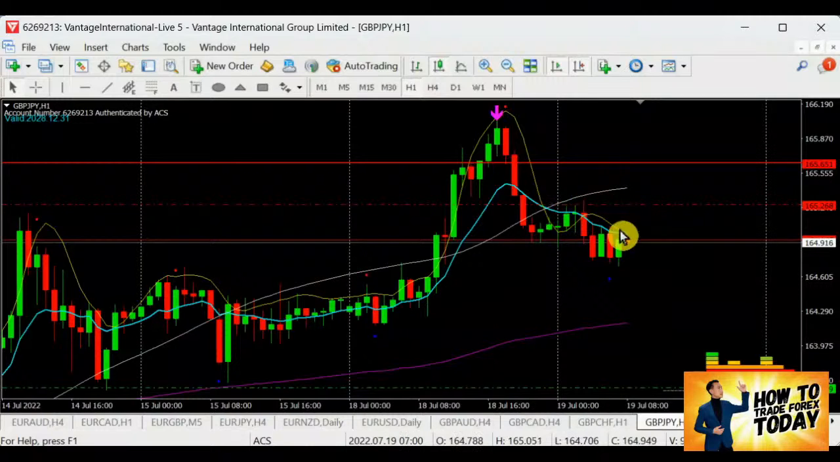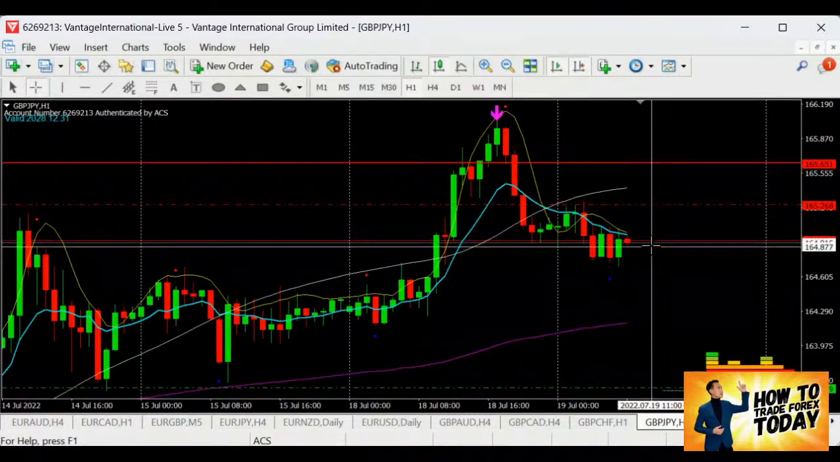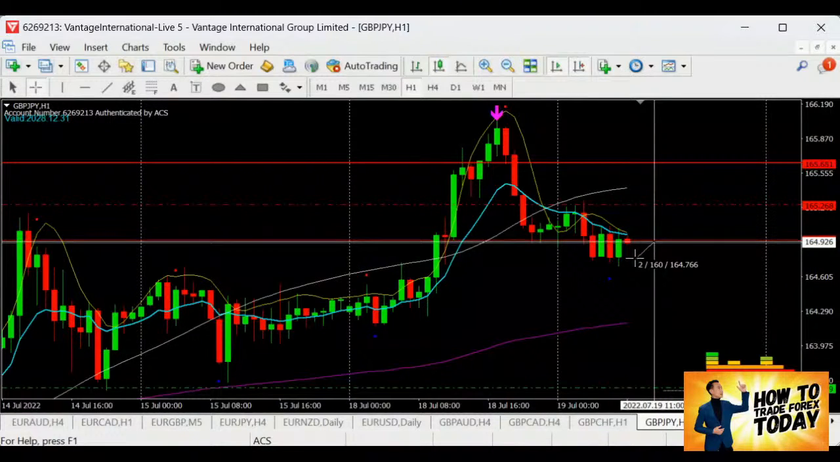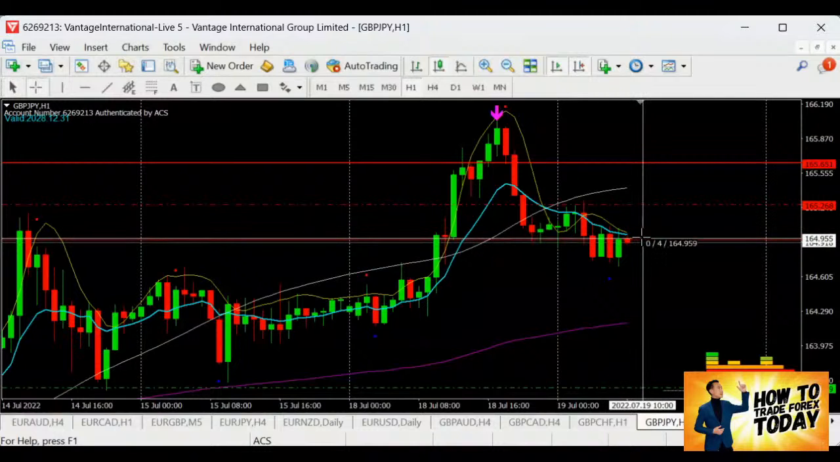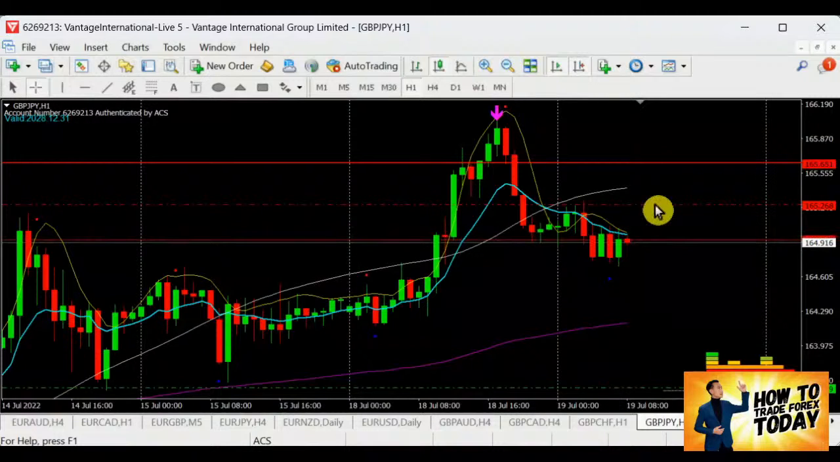Green, red candle. Now we have a red candle coming. But if you look back on these 4-hour candles, it seems like it's ranging here, so it's not a very good way to sell. If I'm going to sell, I'm going to scalp it. If I'm going to buy, I will wait for the signal to buy until the resistance.